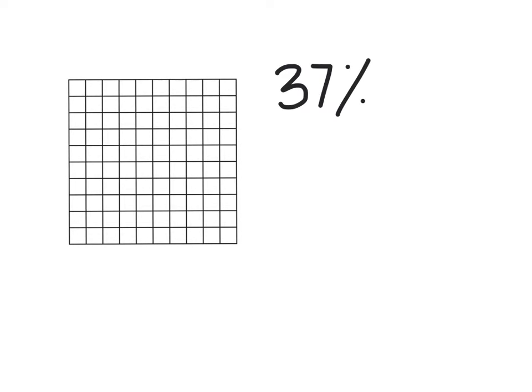All right, so now we're looking at this one. For 37%, we're going to color in 3 rows, one for 10, 20, 30, and then we have to have 7 more. So we're going to go half is 5, 6, 7. So this would be 37%. I want you to pause the video and write 37% as a fraction. Don't worry about reducing. So if you pause the video, you should have written 37 over 100. Now I want you to pause the video and write 37% as a decimal.